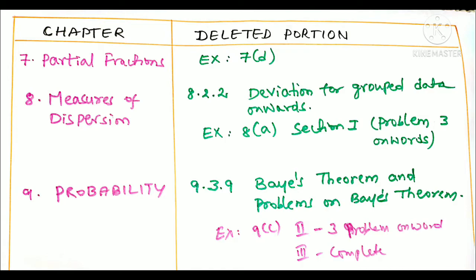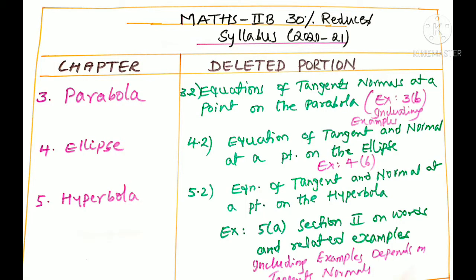So follow it carefully. Now let's come to the B paper. In Maths 2B, in the 30% deleted portion, you can observe the topic name, first chapter Parabola. From this, 3.2 equations of tangents and normals at a point on the parabola is deleted. In the sense, exercise 3b including the examples is completely deleted.